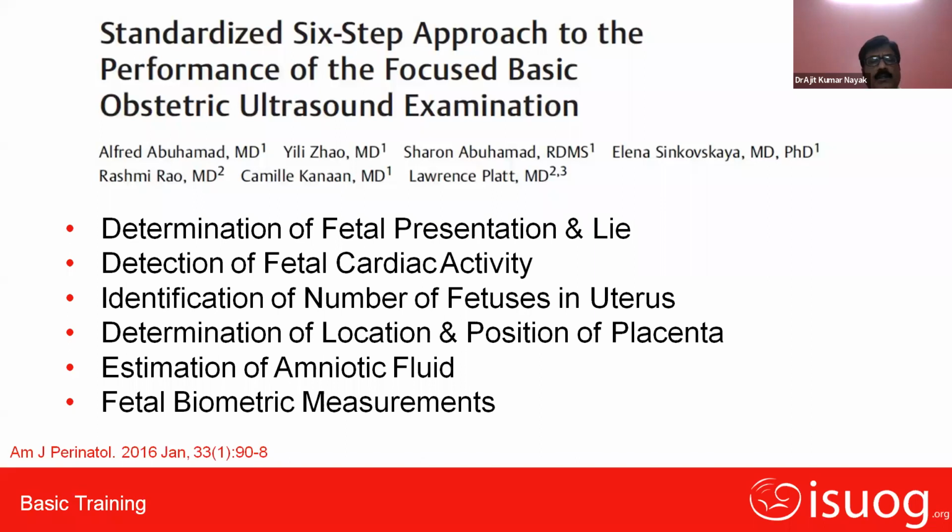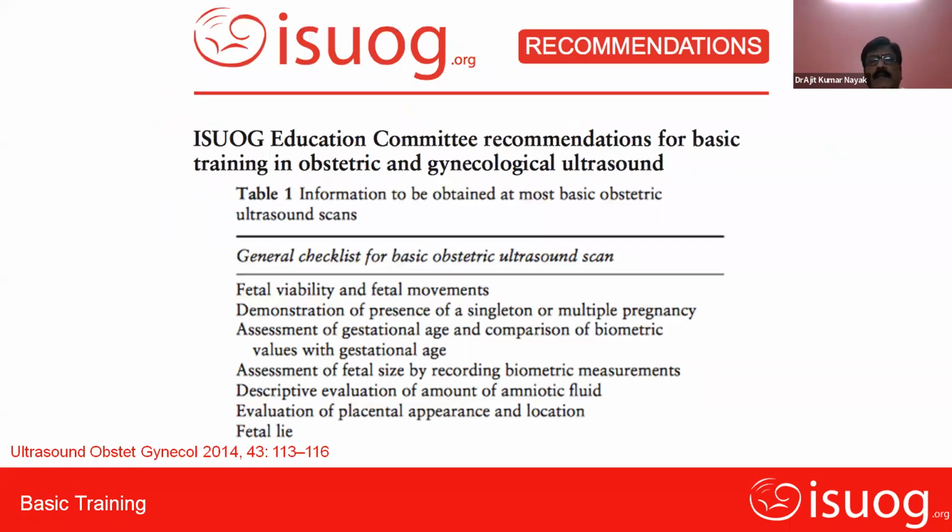The fourth step is the localization and position of the placenta. And the fifth step is the estimation of the amniotic fluid. And step 6 constitutes the standard fetal biometric measurements, particularly BPD, head circumference, abdominal circumference, and fetal femur length. These are the 4 parameters we do in second and third trimester obstetric ultrasound biometric assessment. So this is the ICOG Education Committee recommendation for basic training in obstetric ultrasound. These are the information to be obtained at the most basic obstetric ultrasound scans, which is the topic of tomorrow.